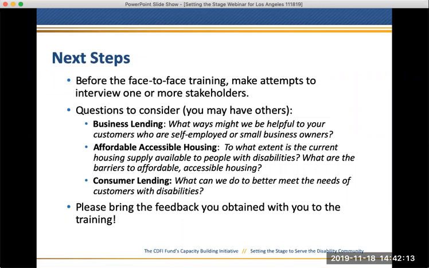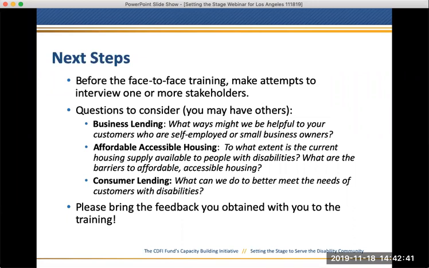These are just examples. You can ask whatever questions you want, but as it relates to your area of product specialization. For the example of small business lending, ask a stakeholder, if it's folks in rehab that you are working with, or individual customers, what ways would be helpful for those who are self-employed or who are small business owners. What do they need?